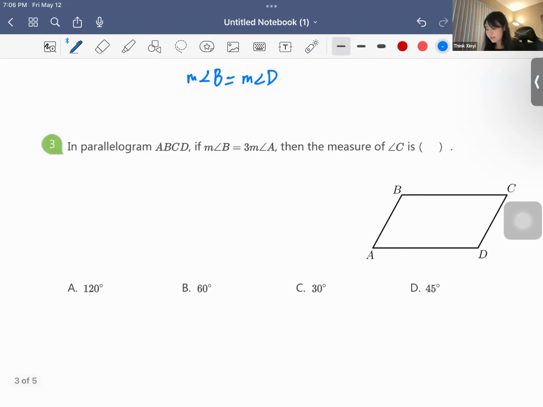Okay, and the third question is also in the parallelogram ABCD. We have the angle B equals 3 times the angle A, and we need to get the angle C. Okay, so here, for B and A, what's the relationship between B and A? Can you tell me? Type in the chat box, guys.